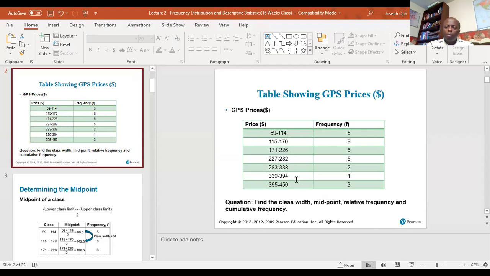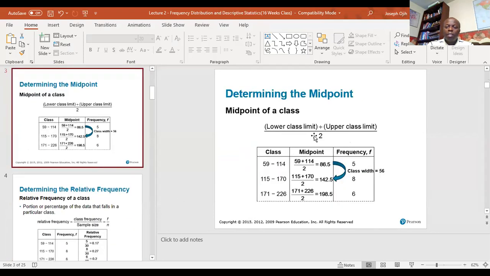To find the midpoint, all you have to do is add the class limits and divide your answer by 2. For example, this would be 59 plus 114 divided by 2. You can see right here, the formula is lower class limit plus upper class limit divided by 2. So for this one it is 59 plus 114 divided by 2, which gives us a midpoint of 86.5.